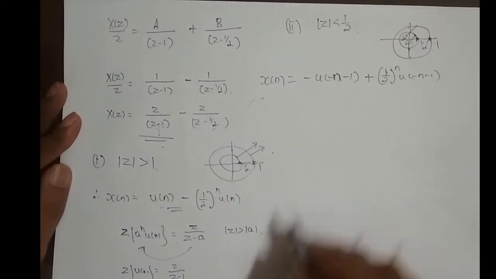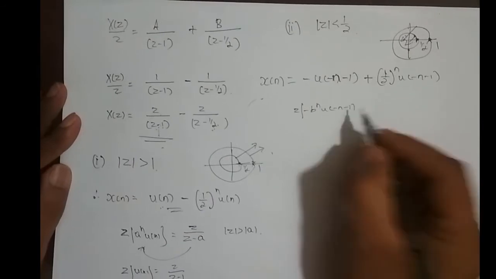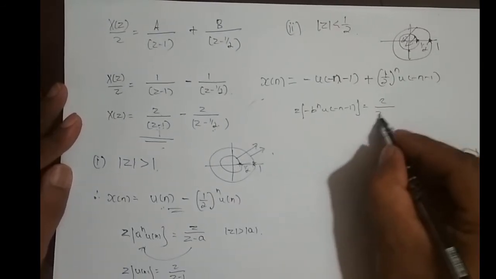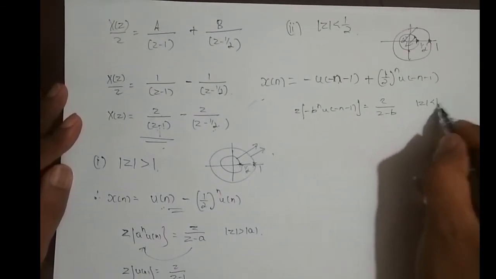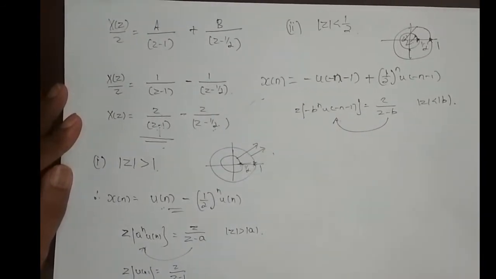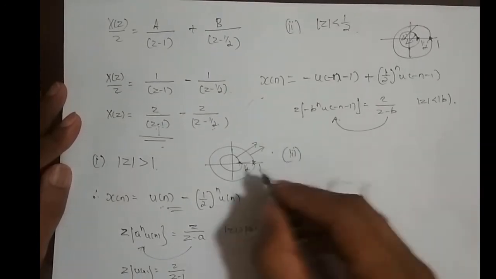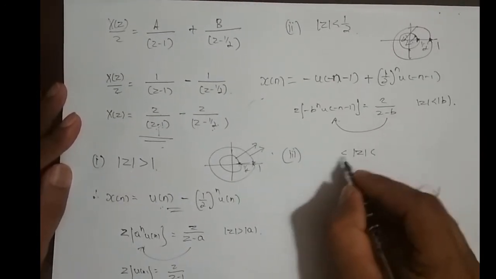Okay, how did I write this? The Z transform of minus p^n u[-n-1] is z divided by z minus p, with magnitude of z less than magnitude of p. So the inverse transform of this is actually minus p^n u[-n-1]. Okay, so the third ROC: magnitude of z should be in between 1 by 2 and 1.